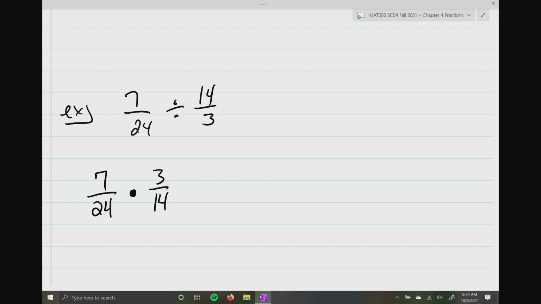Okay. So now that I'm multiplying, I simplify first if I can. 7 is prime. It stays the same. 24 is 8 times 3, but I know 8 breaks down into 2 times 2 times 2. So 2 times 2 times 2 times 3.